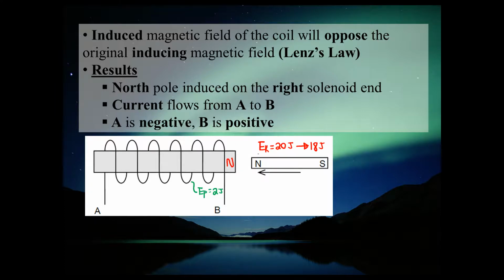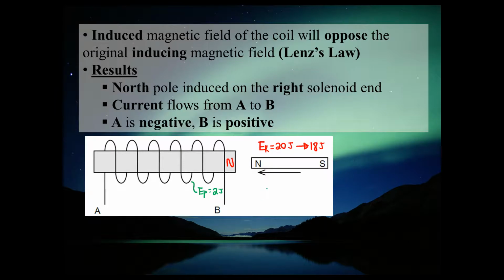So what's happening here is your input energy was 20 joules. Lenz's law forced you to slow down. And the reason it forces you to slow down is if you slow down, you've lost some kinetic energy. Well, where did that missing kinetic energy go? Well, it was used to generate current inside of the conductor, inside of the conducting wire.